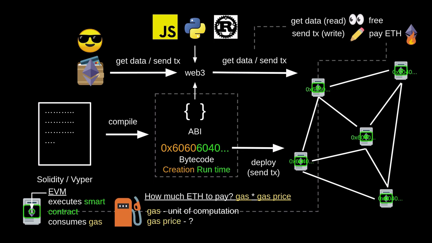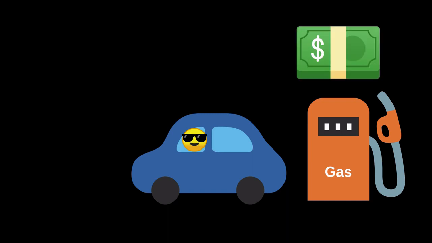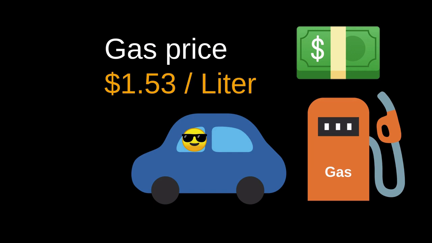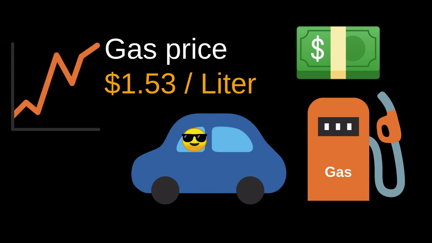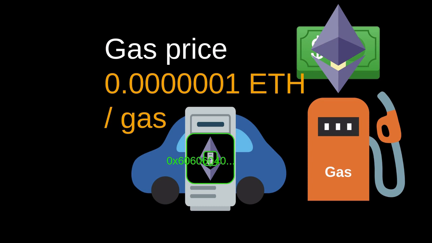We know what gas is, but what is gas price? If you want to drive a car, then you're going to need gas. And how do you get the gas? Well, you pay dollars. How many dollars do you need to pay? It depends on the current gas price. How is the gas price determined? It depends on the market, supply and demand. To run the EVM, you're also going to need gas. And how do you pay for the gas? You pay for gas with Ethereum. How much Ethereum will you have to pay for the gas to run the EVM? It depends on the gas price.